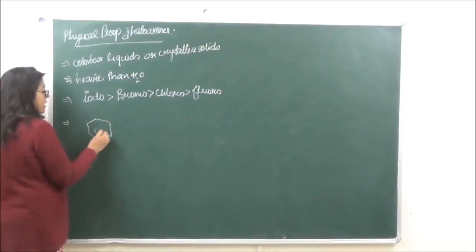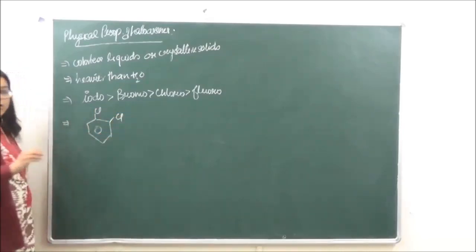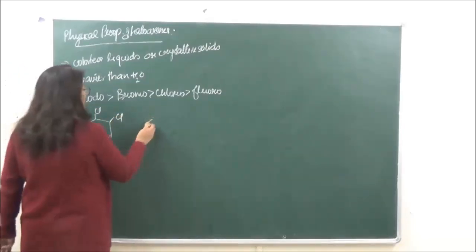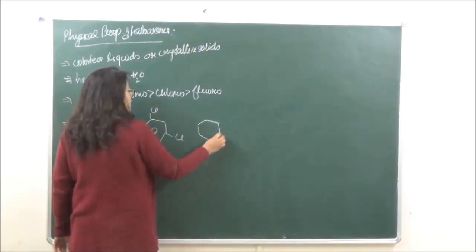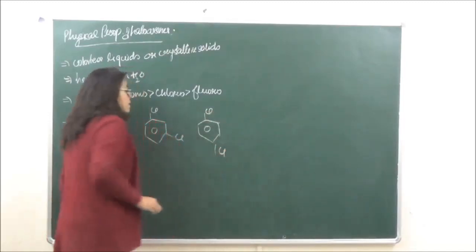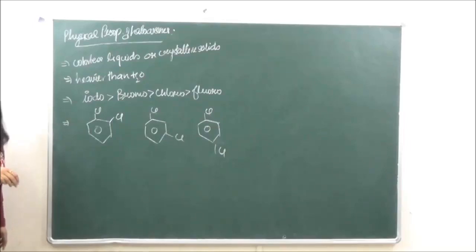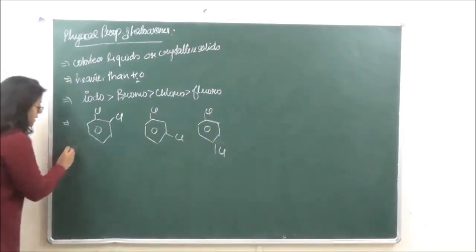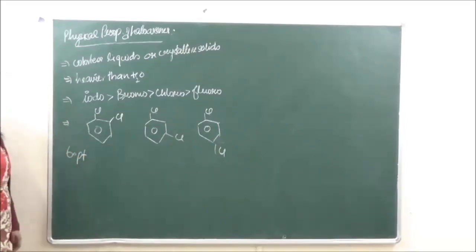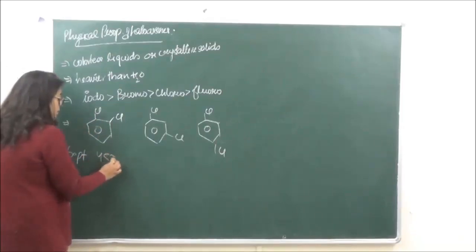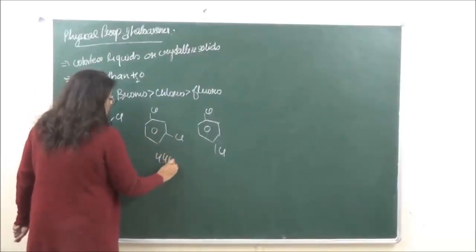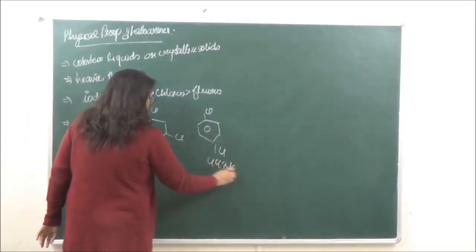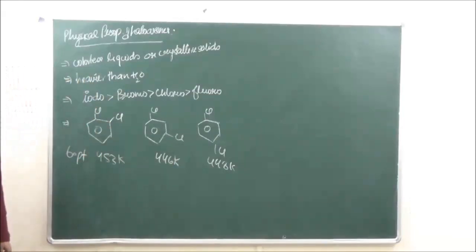Now if you are taking di-substituted products, like for example, orthodichlorobenzene, metadichlorobenzene, and over here paradichlorobenzene. In this case, when we look at the boiling points of all these three, there is not going to be much of a difference. For example, for ortho the boiling point is 453 Kelvin. When we go to meta, it is 446 Kelvin. And para has a boiling point of 448. So there is not much of a difference.